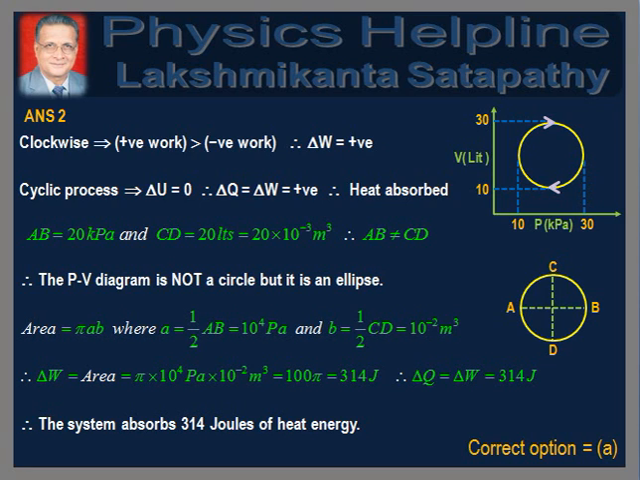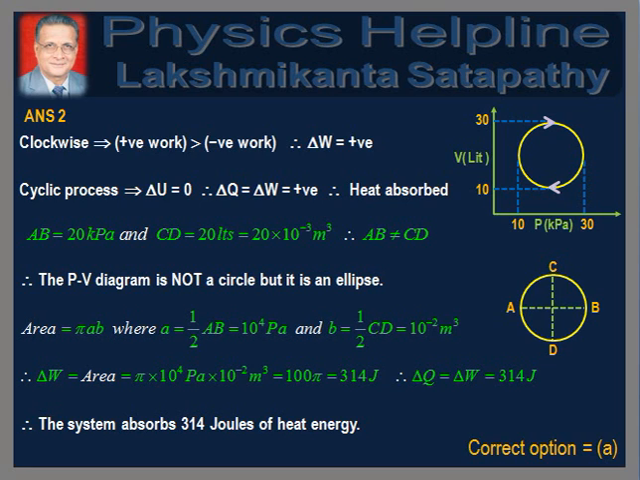First, let us decide whether heat is absorbed or rejected by the system. The PV diagram for the process is clockwise. Therefore, the volume of the gas increases at higher pressure and decreases at lower pressure. Therefore, positive work done is greater than the negative work done. Therefore, the net work done is positive.